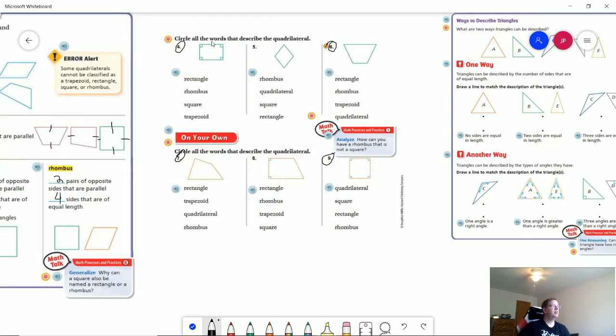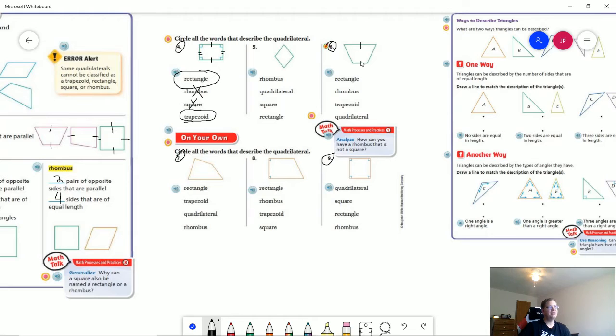So number 4, we have four sides. The top and bottom sides are the same length, the left and right sides are the same length, but it looks like they're different lengths. We have four right angles, so we're definitely going to have a rectangle. We can't have a rhombus because we would have to have all four sides the same length, which means we also don't have a square, but we do have a trapezoid. So again, our requirement for a trapezoid is that we have to have at least one pair of parallel sides, and we have two.